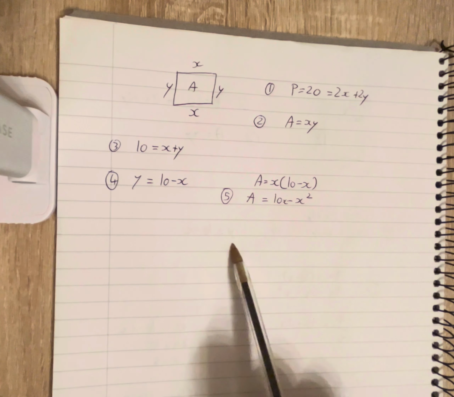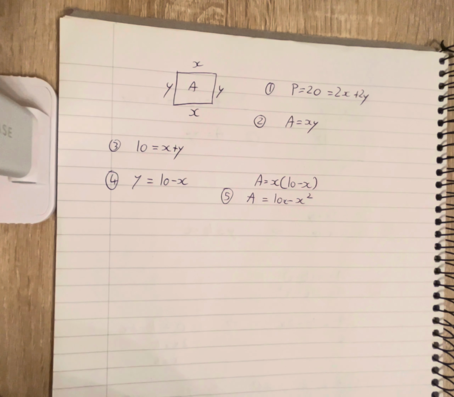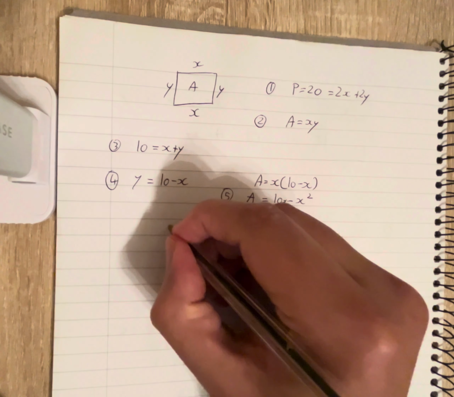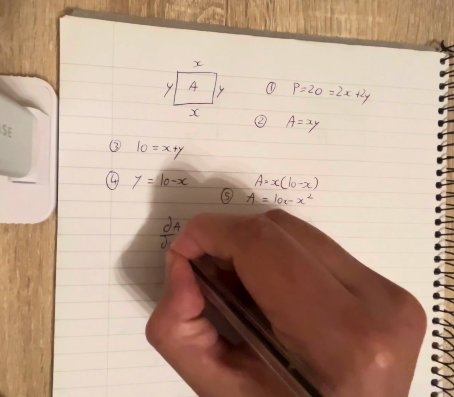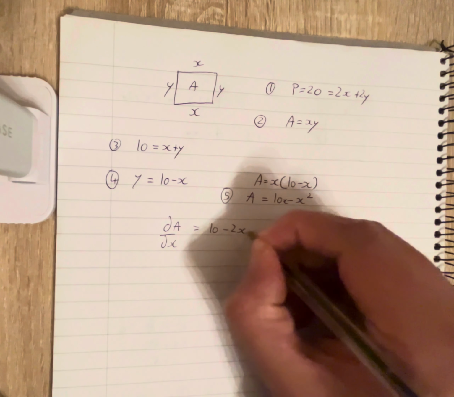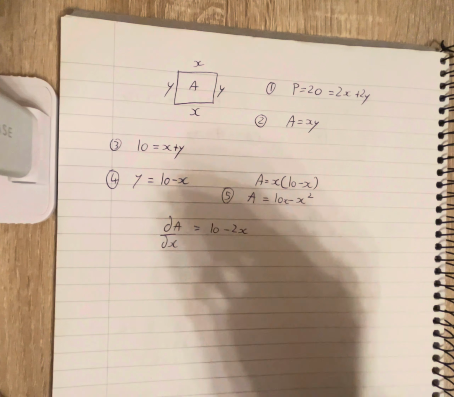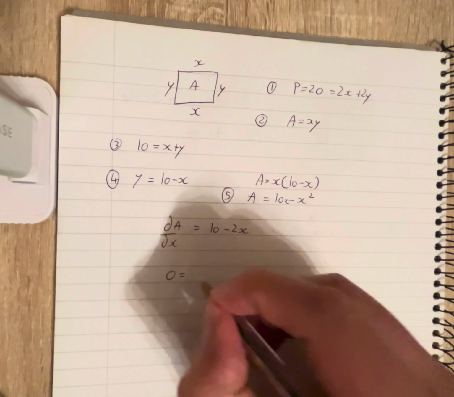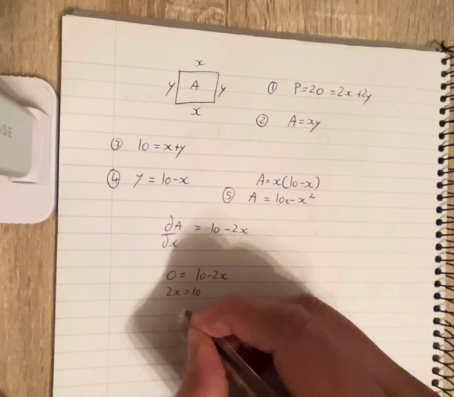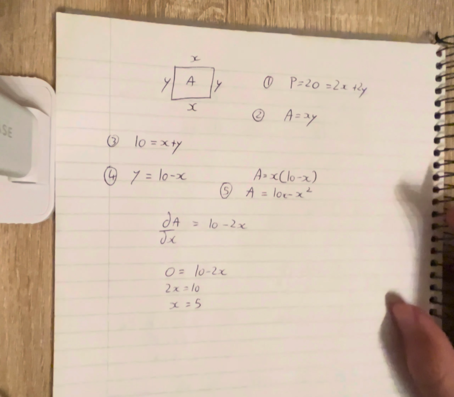Alright, so this is good, because now I have one variable defining the area, and I can simply just differentiate with respect to it. So if I go dA by dx, we get 10 minus 2x. Now to find the maximum or minimum, I must say, simply set that equal to 0. You can see 2x equals 10. Therefore, x equals 5.